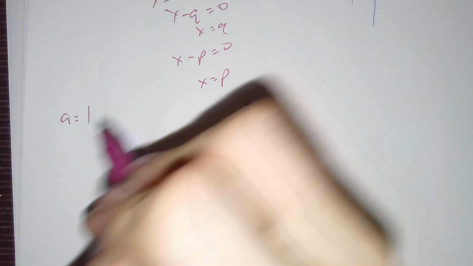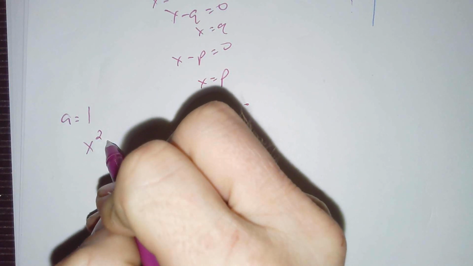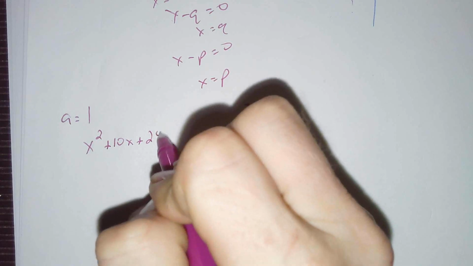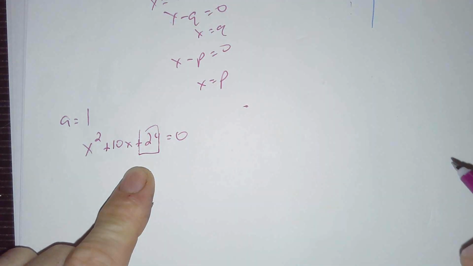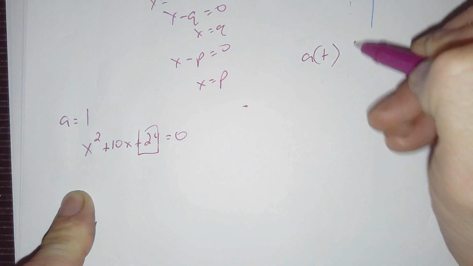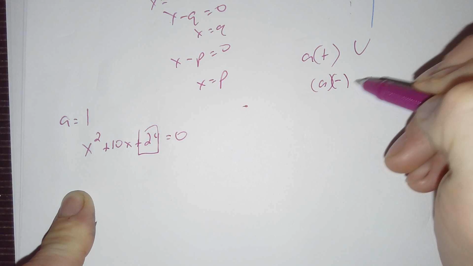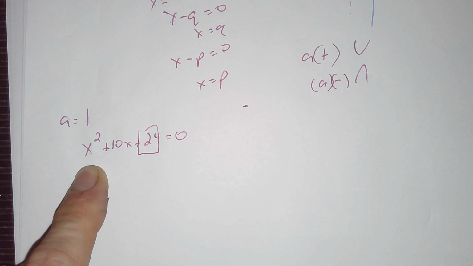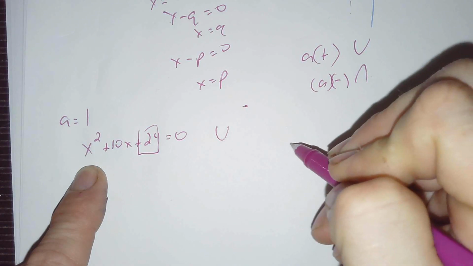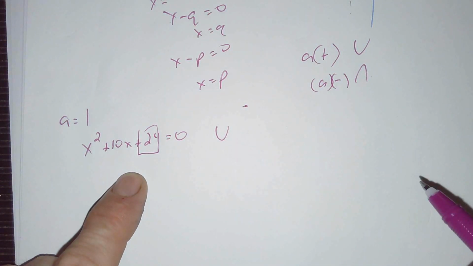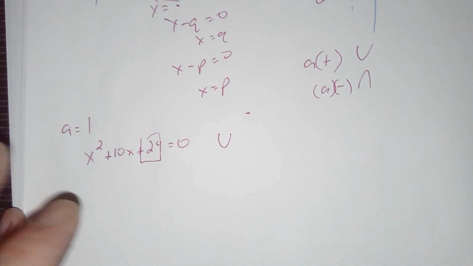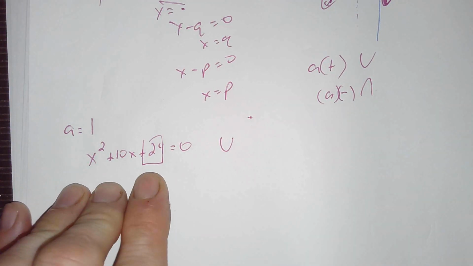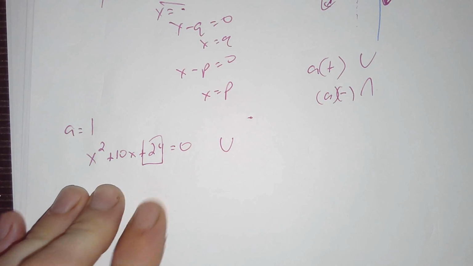So let's say I have x squared plus 10x plus 24 equals 0. I know that the y-intercept of this is 24, and my a term is positive. Remember, when a is positive, this is concave up. When a is negative, it's concave down. So a is positive, so this is going to go concave up, and the y-intercept is going to be at 24. That's all I know right now. I need to figure out how to factor this into its basic factored form.